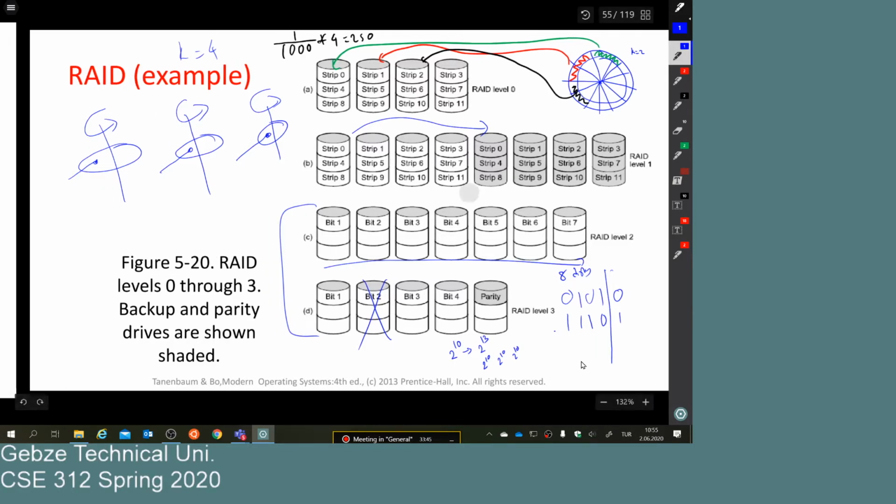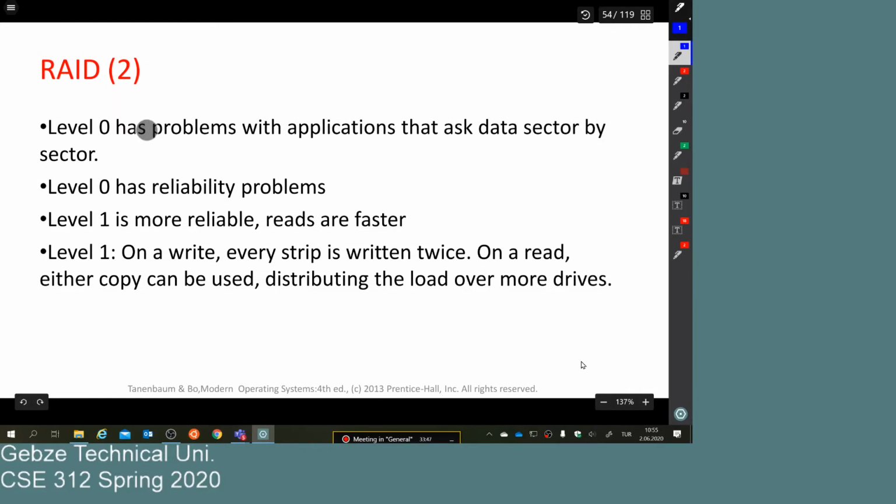Okay, so a few examples. Level 0 has problems with applications that ask for data sector by sector. We know that. Level 0 has reliability problems, but level 1 is more reliable. Still, level 1 has problems with applications that ask for data sector by sector.